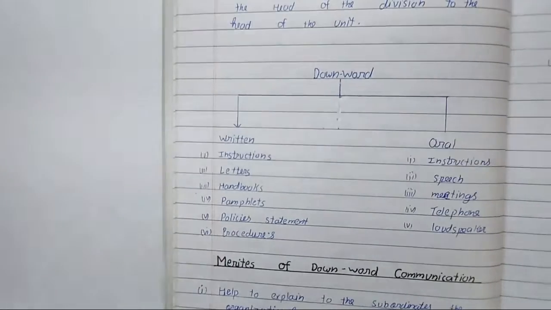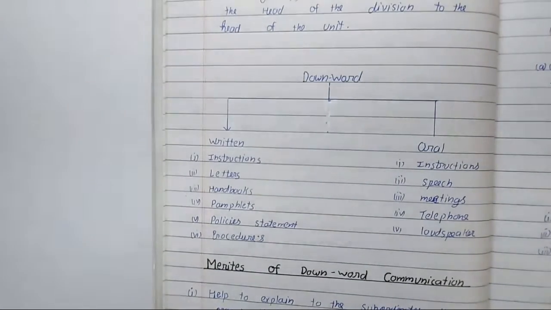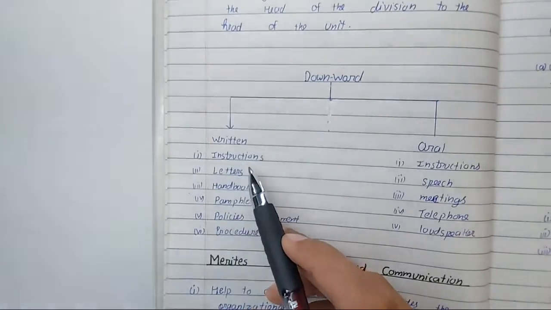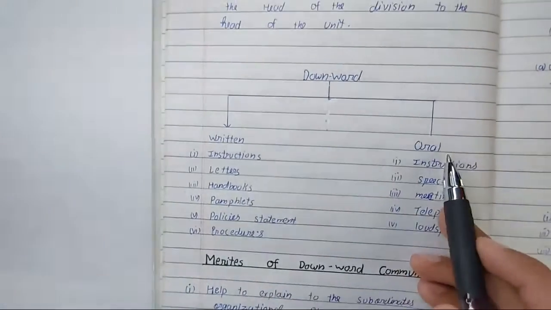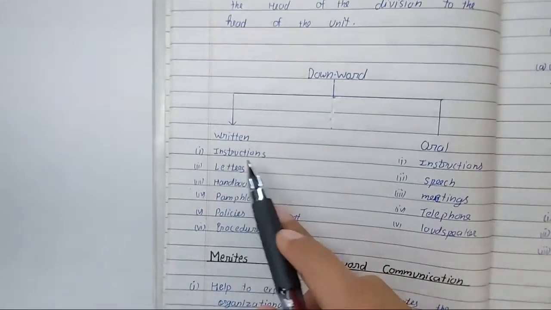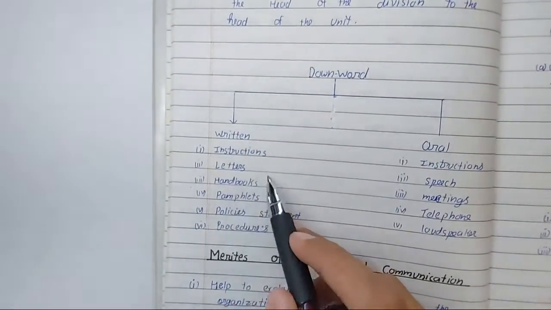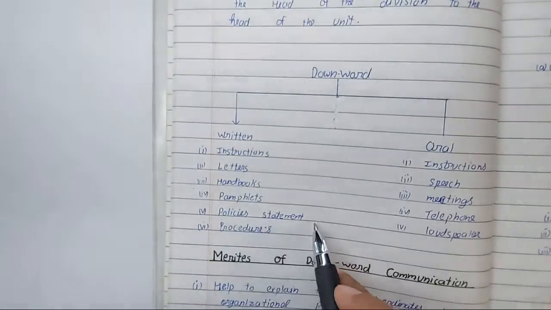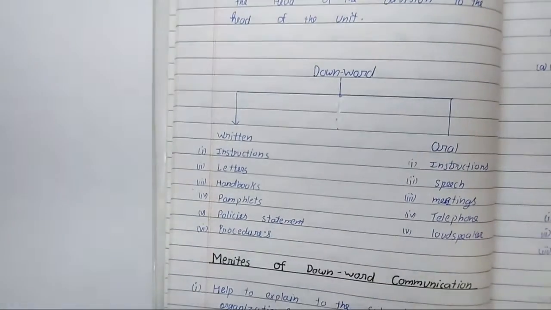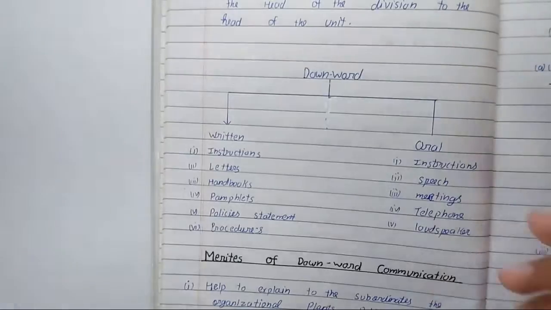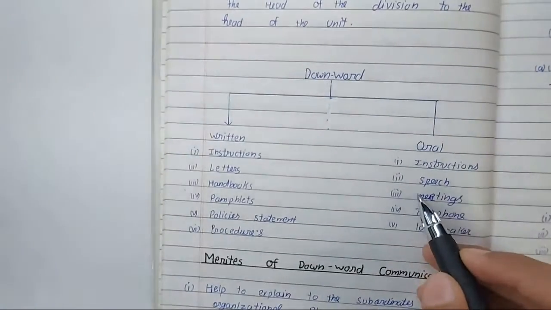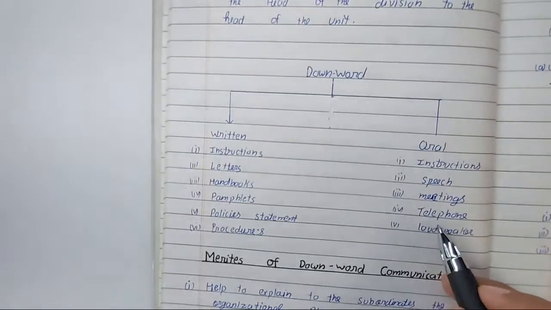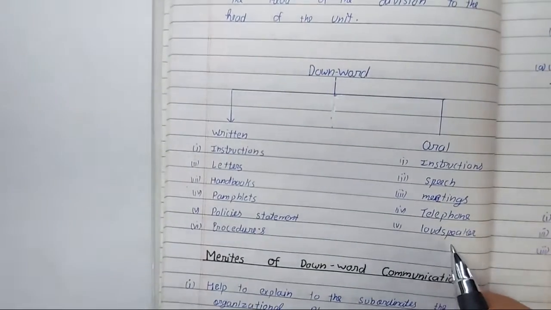First one, written downward communication. It may be written and oral. Written: instructions; second, letters, handbooks, pamphlets, policies, statements, procedures. In oral, first one, instructions. Second, speech. Third one, meetings. Fourth, telephone. Fifth, loudspeaker.